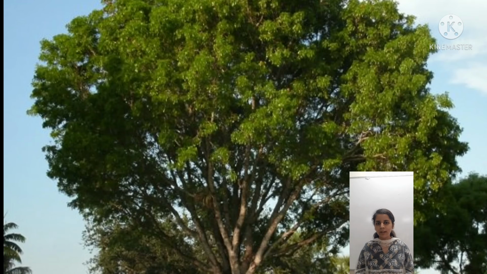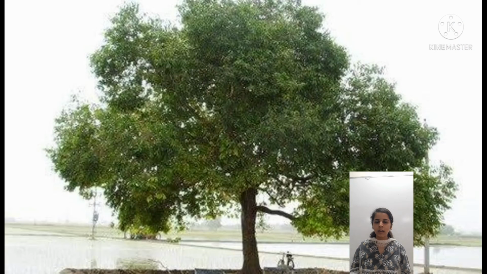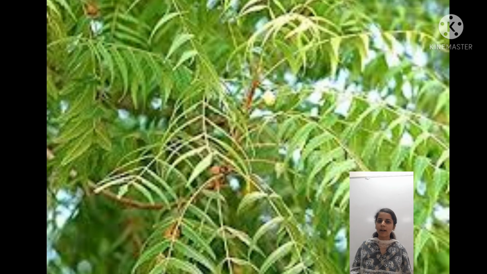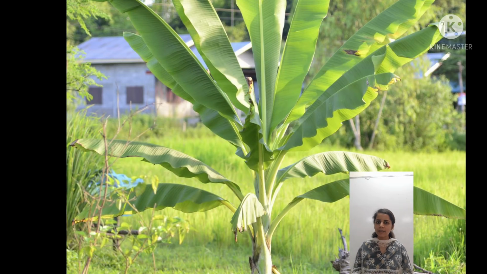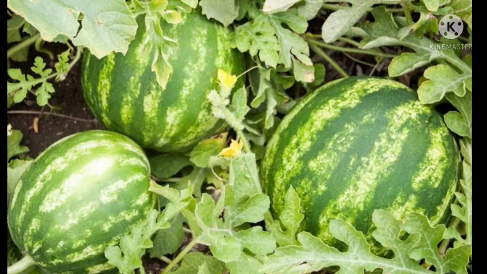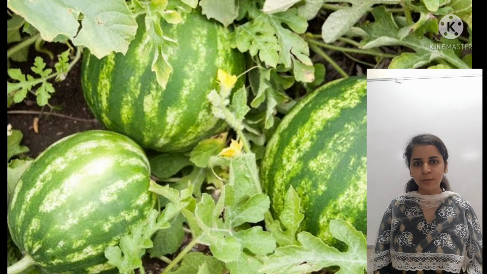So students, some plants have hard, thick and woody stems and they are called trunk. For example, shisham plant and neem plant, they have hard, thick and woody stems. But banana has a soft and green stem. And some plants have soft and weak stems. For example, watermelon and money plant.